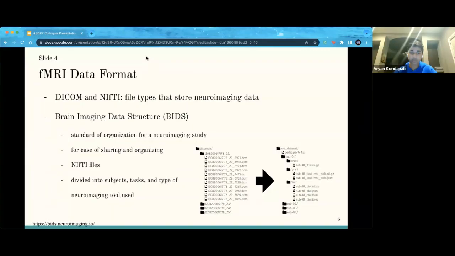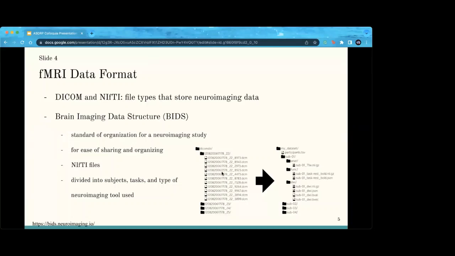Before we talk about the preprocessing steps our team went through, we should talk about the specific format our data set was in.